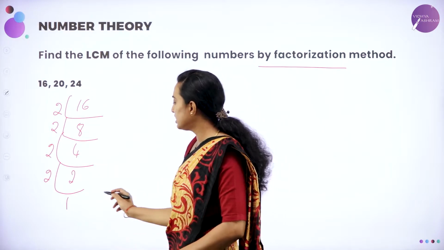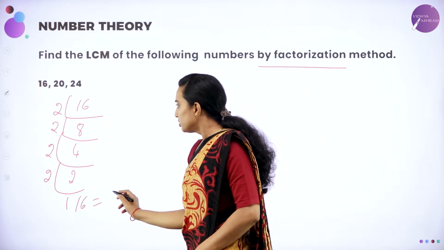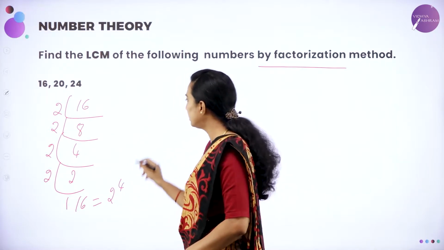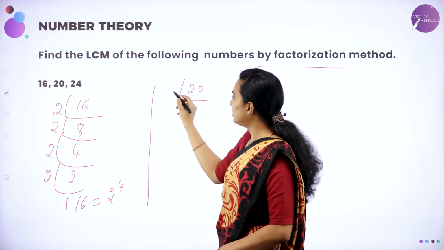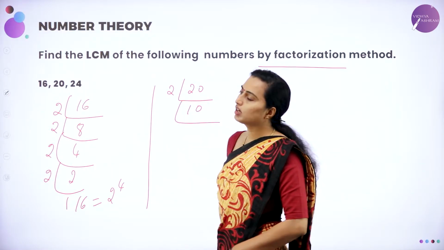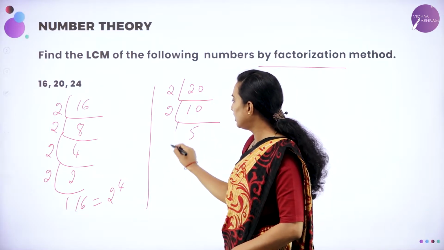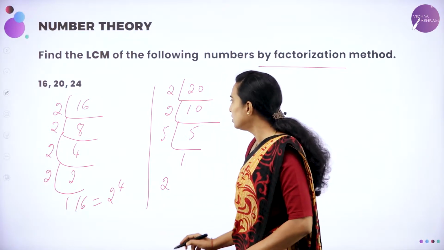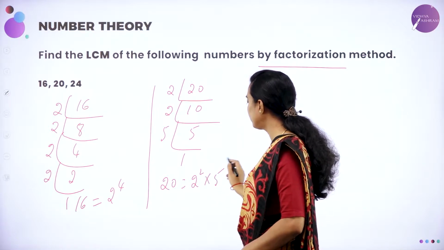So therefore 16 can be written as 2 × 2 × 2 × 2, which is 2 power 4. Similarly, we'll be moving on to next, 20. Let me find out by factors. 2 1s are 2, 2 zeros are 0, 2 10s are 20. Next, 2 5s are 10. Next, 5 1s are 5. So 20 can be written as 2 squared into 5, right?